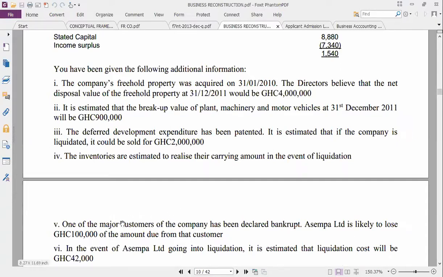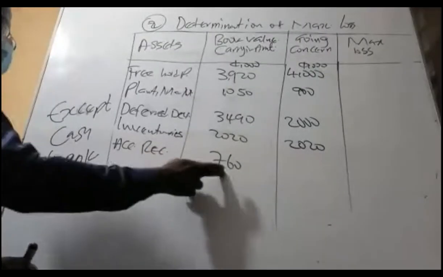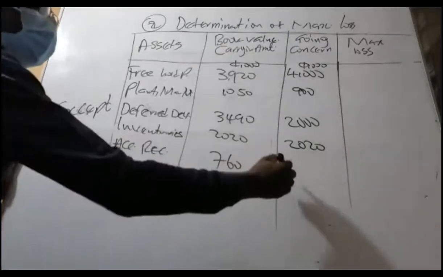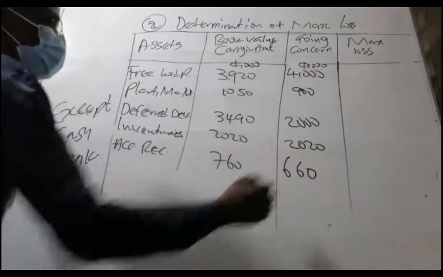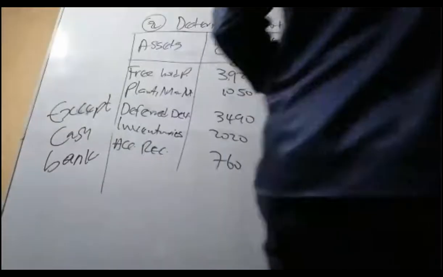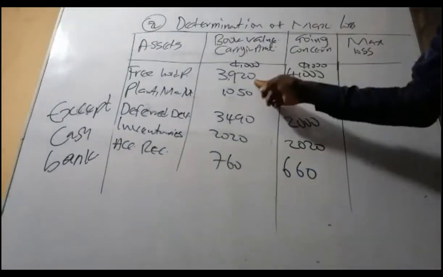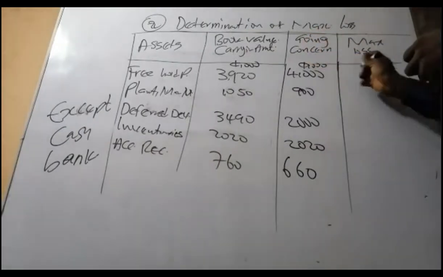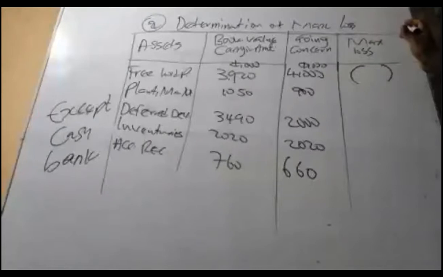Okay, so note 5. One of the major customers of the company has been declared bankrupt. Asempa Limited is likely to lose 100,000 of the amount due from the customer. So if we have a receivable of 760 and it's likely for us to lose 100, then the going concern must be 660. Now when you're done like this, then you pick your calculator. Don't worry yourself. This figure minus this figure, put the answer in here. You are done. If it's negative, put it in brackets. If it's positive, leave it like that. Negative means gain, positive means loss.